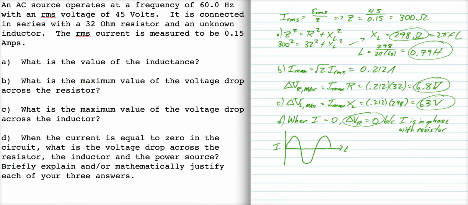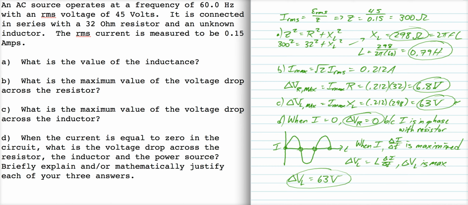Well, when the current is 0, here, here, here, and here, right, when I is equal to 0, the slope of this graph, delta I over delta t, is the maximum value. That's maximized, right? And that's what delta VL goes by, right? The EMF, the voltage drop across the inductor, goes as L delta I over delta t. And so that means delta VL is max. Okay, so at this time, delta VL is whatever that max value is up here, 63 volts.